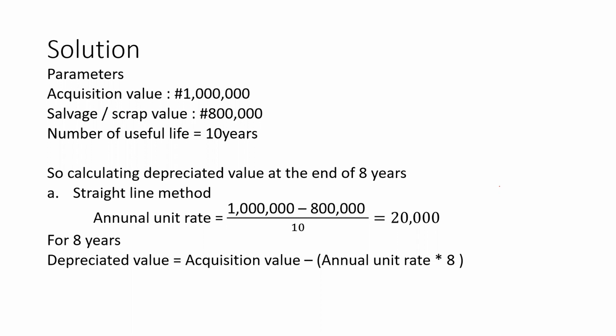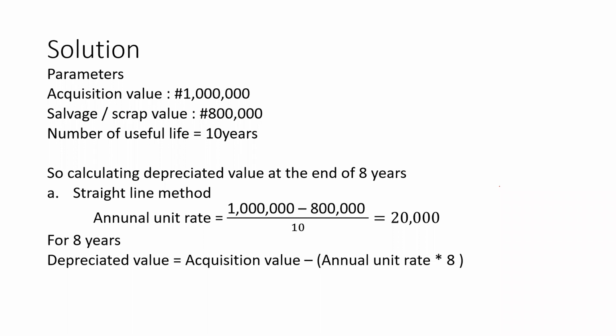So after getting the annual unit of depreciation, you go back to the formula, which is annual unit rate of depreciation equals acquisition minus salvage all over number of useful life. So the lifespan we want to consider now is 8 years. It means our depreciated value will be unknown because we don't know the amount we'll be selling at the end of that 8 years. But our acquisition value will still remain the same.